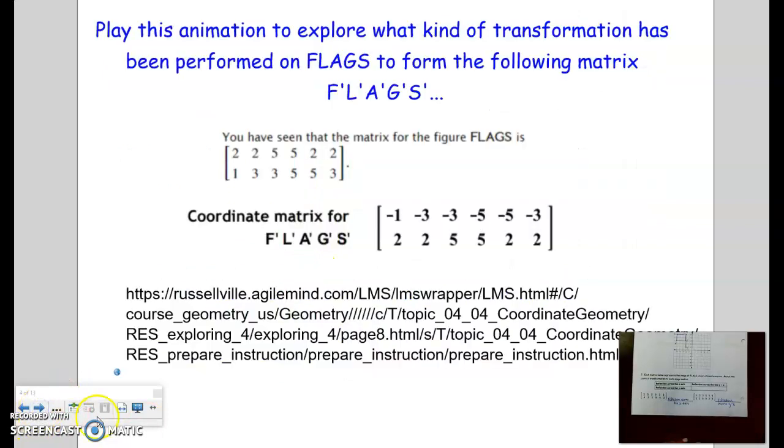All right, so we're going to look at an animation here to learn another transformation, but I will do that on the next video.